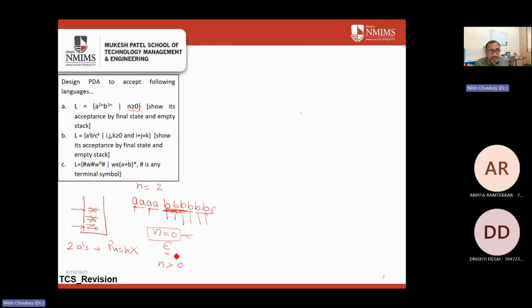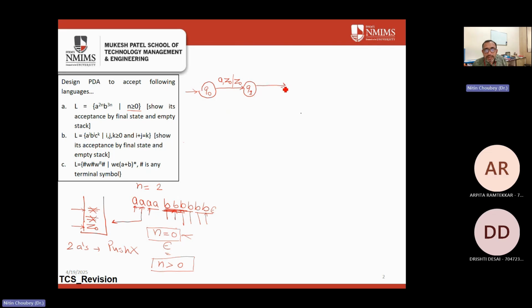But we are saying that initially we are assuming that n is greater than 0. So we need to go on pushing X, 1X for each 2 A's. That process will follow. Let's go for Q0. First A on the stack top, naturally initially we have Z0. We are keeping Z0 as it is. For each second A, we are pushing 1X.